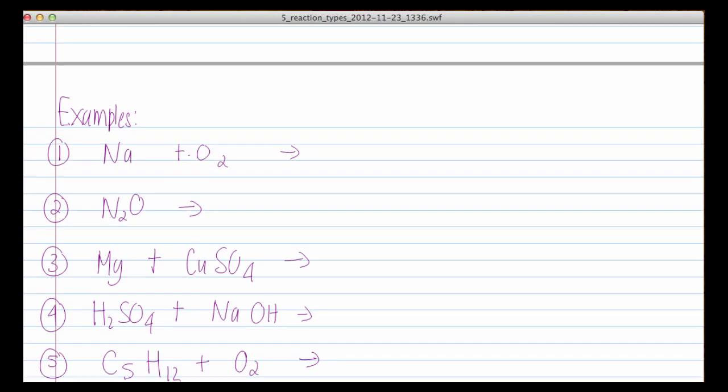Some examples here. We have sodium reacting with oxygen gas to produce, whoops, that's N2O. It's a synthesis reaction. In this second reaction, I've got N2O, which would break down to N2 gas and O2 gas. Then I would have to go back and balance it.